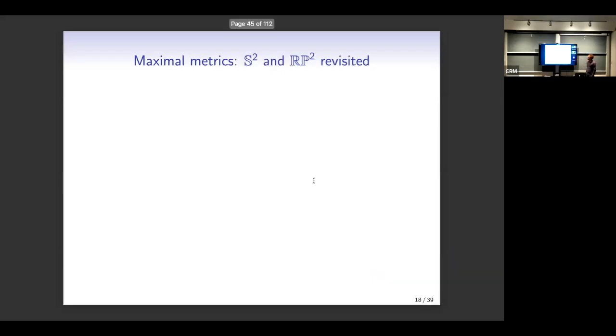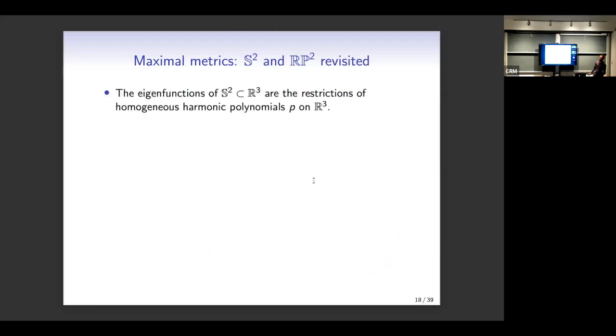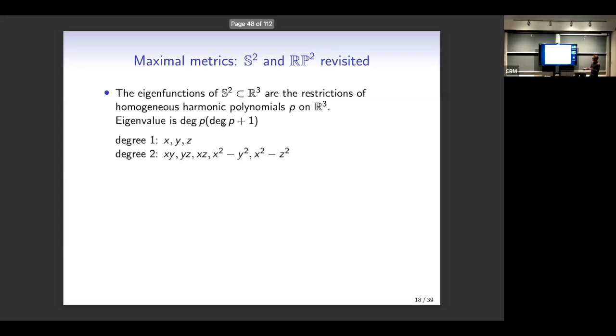So for the first two, what are the eigenfunctions on the sphere? This is a computation you can do in spherical coordinates. You see that if you take a homogeneous polynomial on R3, and you restrict it to the sphere, you get an eigenfunction on the sphere. And its eigenvalue is proportional to the degree. So what does it mean? In degree one we have x, y, and z. Linear polynomials are harmonic, so this space forms the eigenspace for lambda one on the sphere.